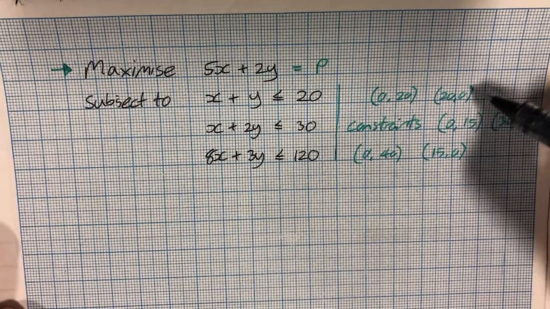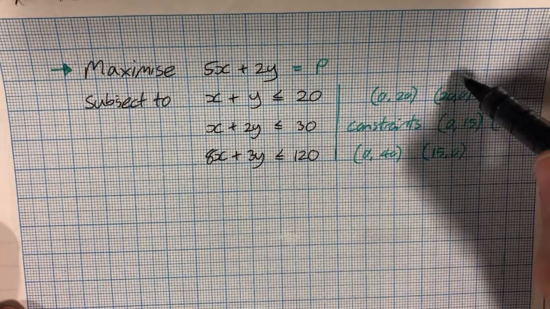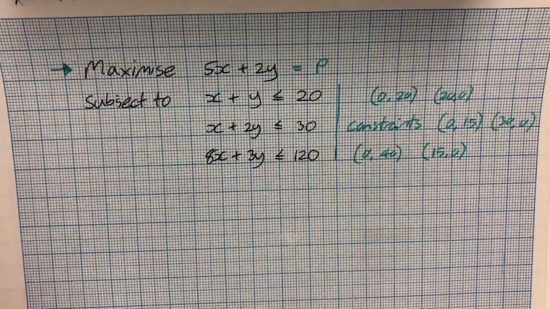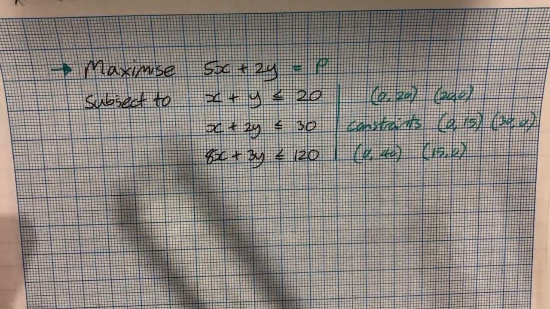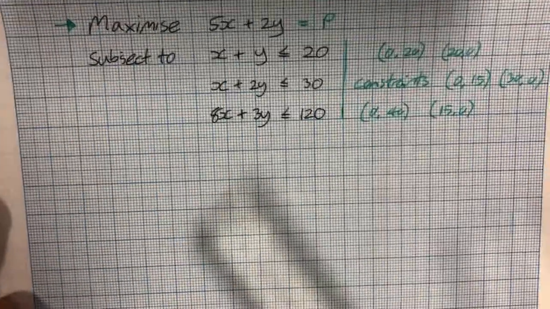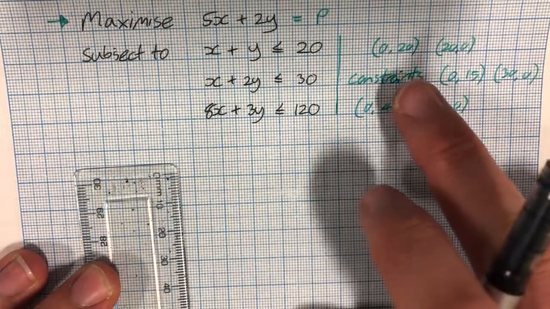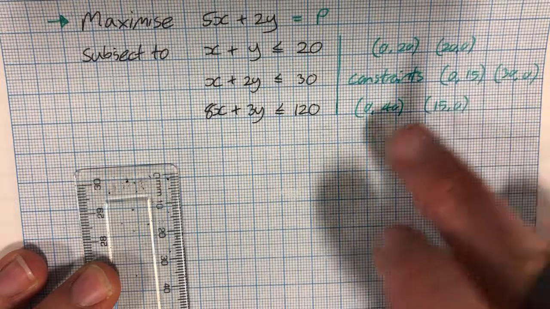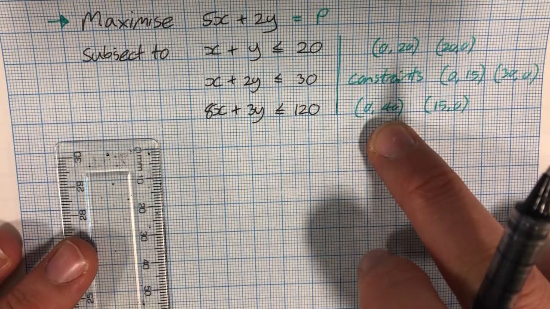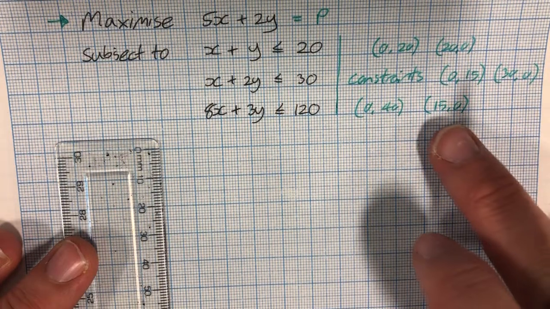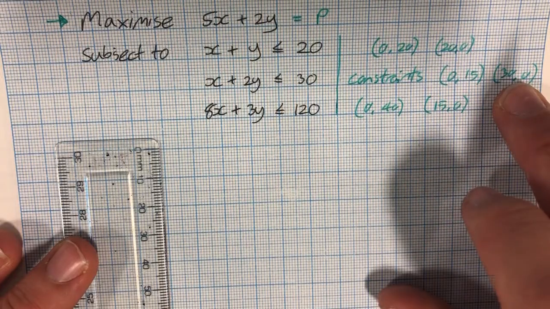Also, doing this before we do the graph allows us to see what x and y values we need to go up to on the axes, because quite often we're not given the scale. So we need to go up to 40 in the y direction, and in the x direction we need to go up to 30.